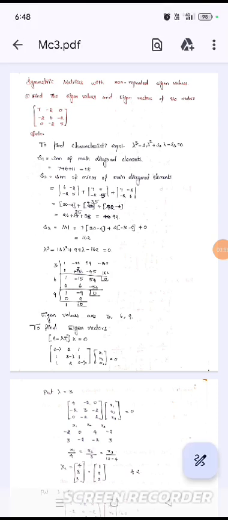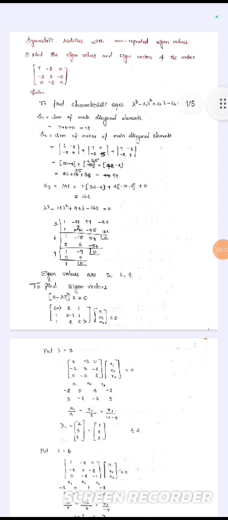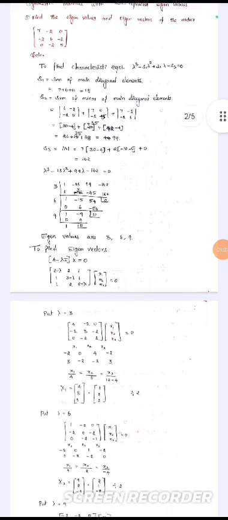Here s1 is the sum of the main diagonal elements. Our given matrix's diagonal elements are 7 plus 6 plus 5. Adding these values, our solution is 18. Next, s2 is the sum of the minors of the main diagonal elements. Using this, we find our solution is 99. Next, we find the determinant of A. So our solution is 162.